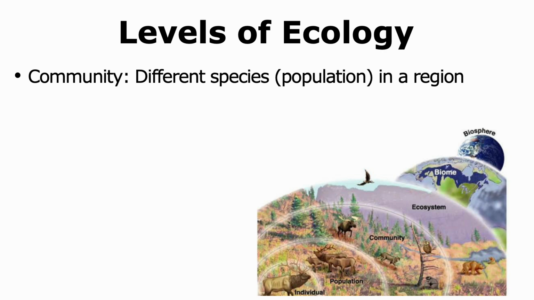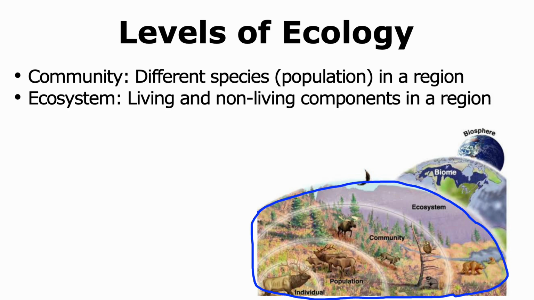Different populations or species that are present in a region form a community. An ecosystem is a region that comprises all the living and non-living components present in that region. Thus, it can comprise many communities as well as abiotic components.